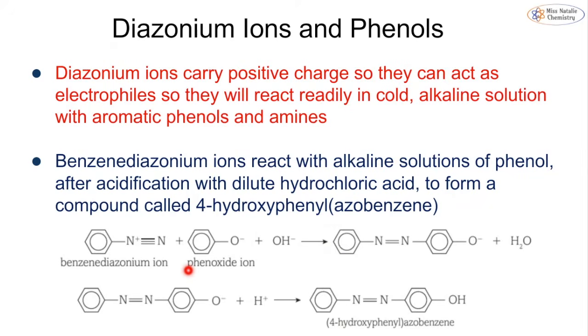And because they carry this positive charge, they can act as electrophiles, so they will react very readily in a cold alkaline solution with any aromatic phenols or any amines, because they are an electrophile. They've got this positive charge. When they react with this, we're going to form something similar to this structure down here, which is 4-hydroxyphenylazobenzene. Okay, and you can see that you do not need to know the mechanism. You simply have to know the process. So we have this benzene diazonium ion reacting with this phenoxide ion, and we're going to form this azo structure.